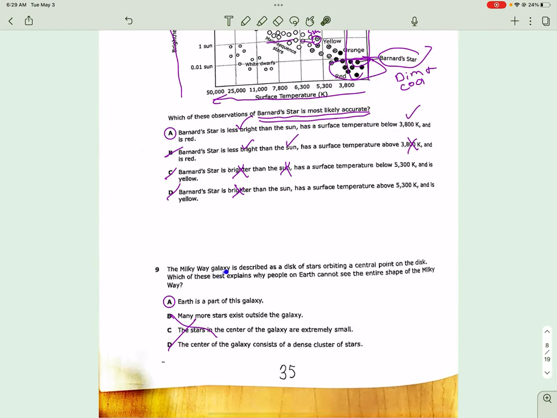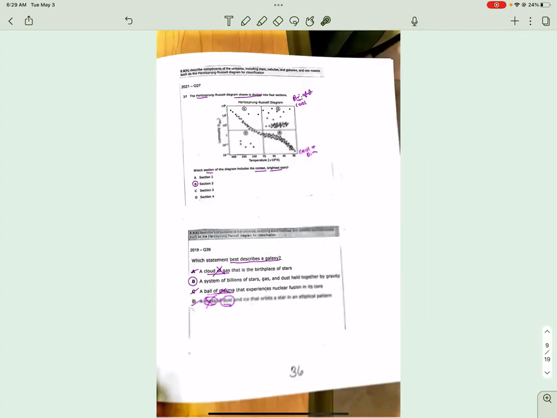It says the Milky Way galaxy is described as a disk of stars orbiting a central point on the disk. Which of these best explains why people on Earth cannot see the entire shape of the Milky Way galaxy? Well, guys, like I mentioned before, when we are at a building, we cannot see the whole building. In order for us to see the whole building, we would need to move away from it because we're part of it. So the same thing here. If we wanted to see the whole galaxy, we would need to move away from it. So that answer would be letter A.